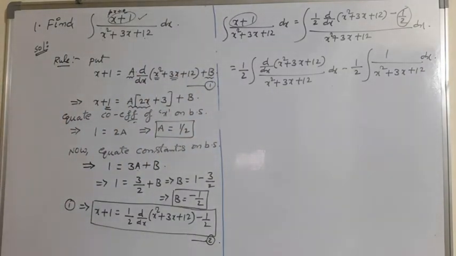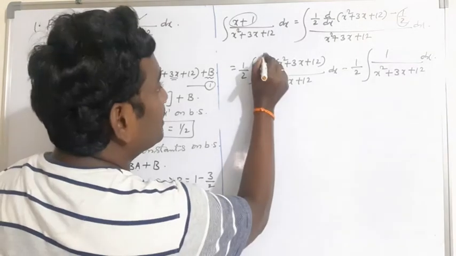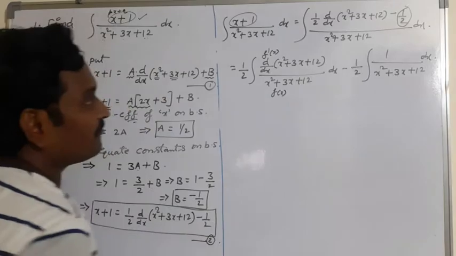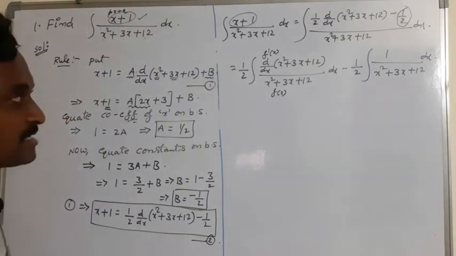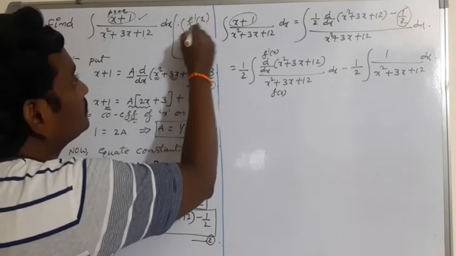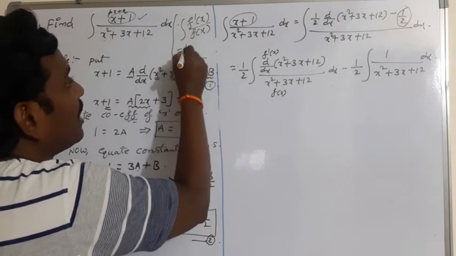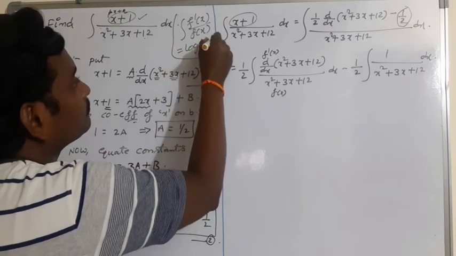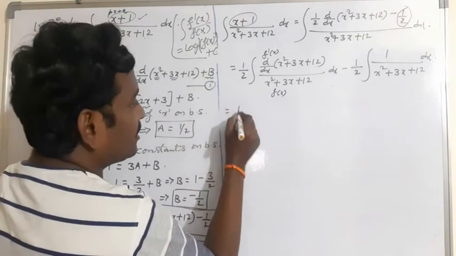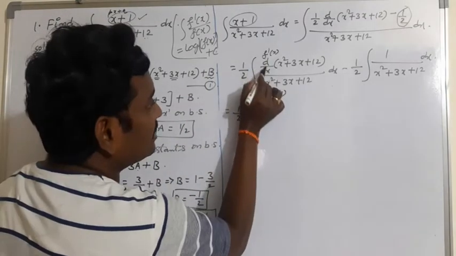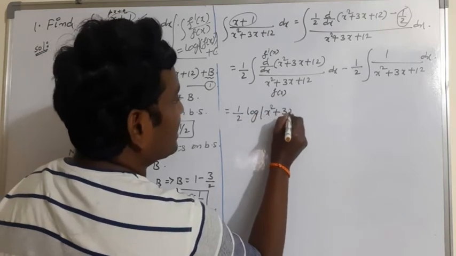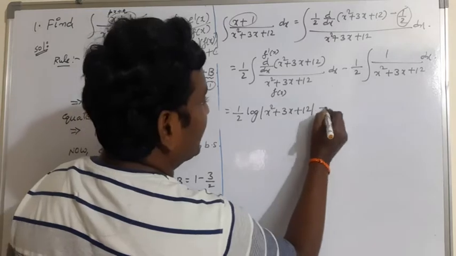Okay, we are observing that the first part is in the form of the integration of f dash of x by f of x. What is the formula for the integration of f dash of x by f of x? Log of the denominator. You can also use modulus for this one. So you will get 1/2 into, the dash is nothing but derivative, that's why log mod x square plus 3x plus 12, minus 1/2 into.